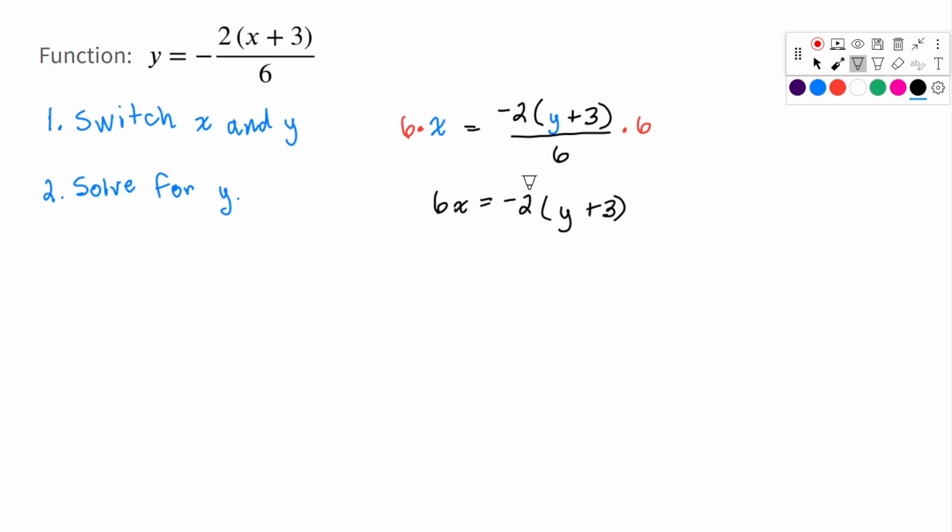Now I know you might be thinking, well, let's distribute that negative 2. Well, that's just multiplying, and if I want to undo a multiplication, I would divide by negative 2, and we have negative 3 equals y plus 3, and I've made a mistake somewhere. I need to figure out what it is.